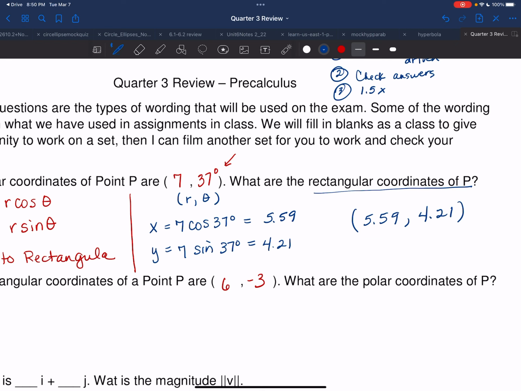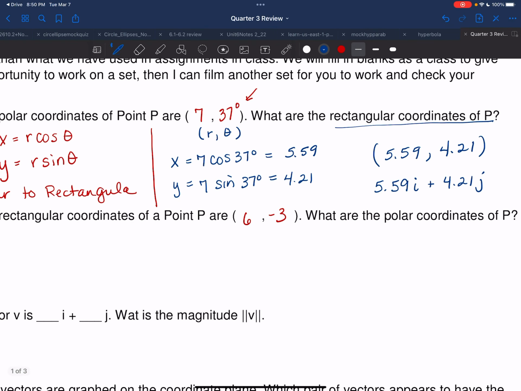The alternative way that you could also do it, you might see it this way. Your test is in multiple choice, so I'm just giving you this as background. You could also say 5.59i plus 4.21j. Remember how we did the i hats and j hats with our vectors, all right? So this is probably all that you need.